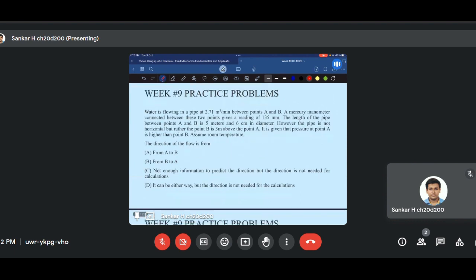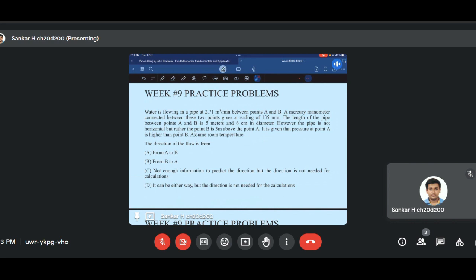Okay, let's finish off the practice problems. This question is very similar to the one we had discussed earlier. The water is flowing in a pipe at 2.71 meter cube per minute between points A and B, and the mercury manometer gives a reading of 135 millimeter.